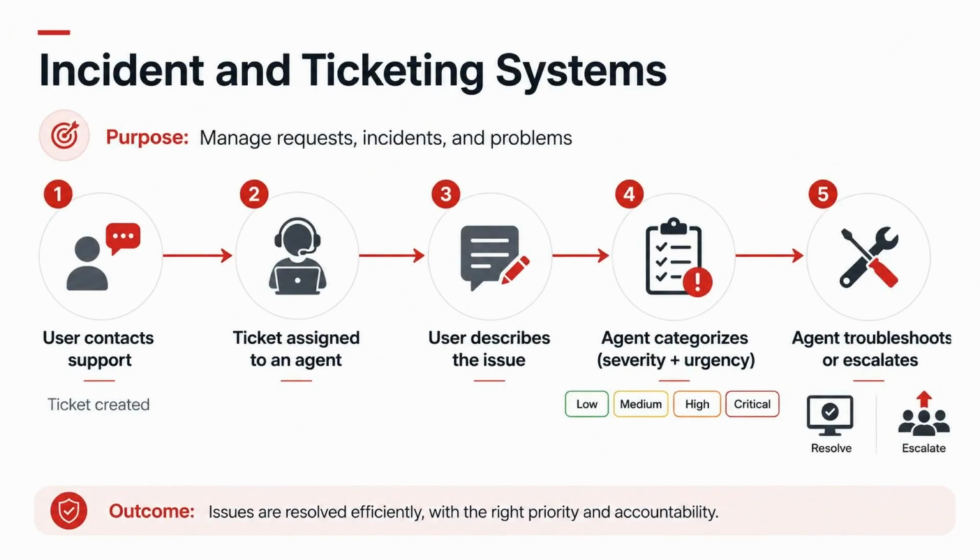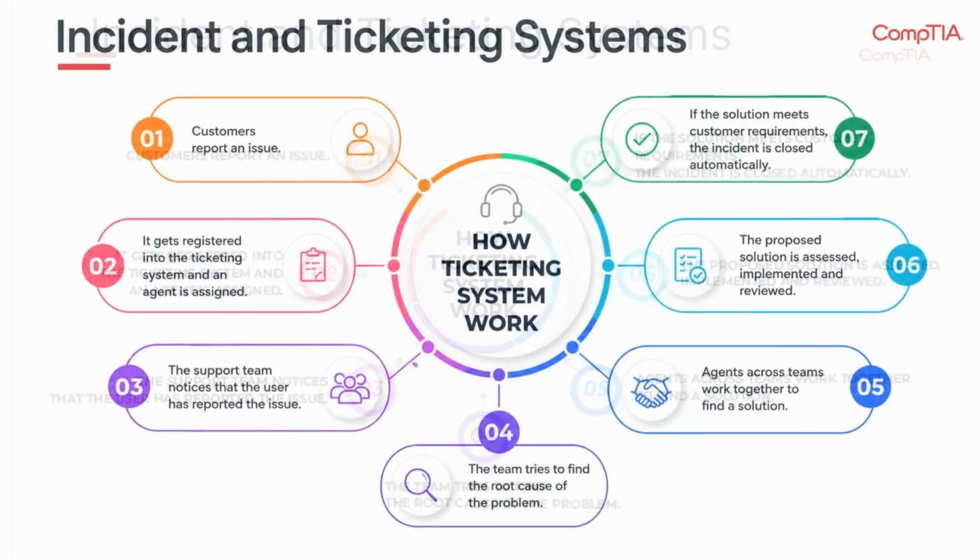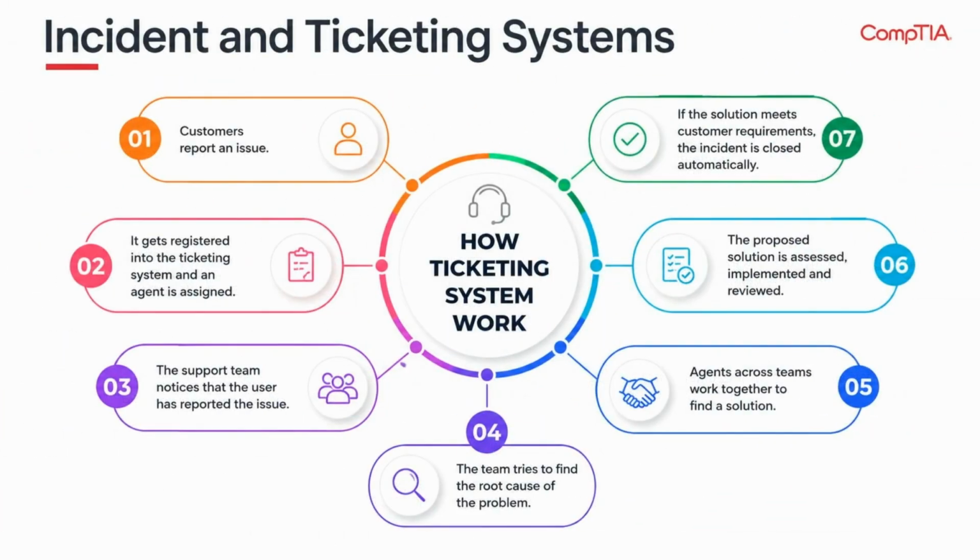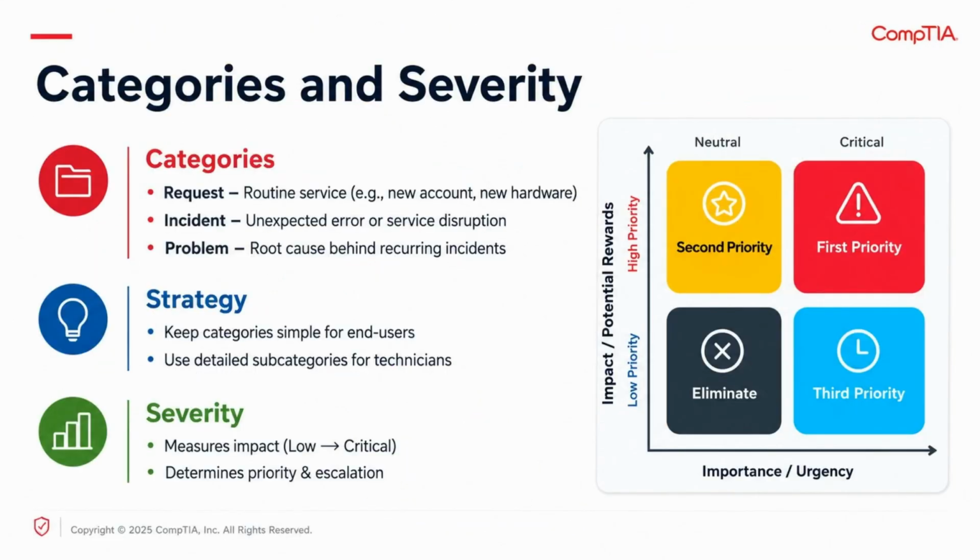The life cycle of an incident in a ticketing system generally follows these steps: reporting, assignment, description, categorization, and finally, troubleshooting or escalation to resolve the issue. This cycle ensures that every incident is tracked from the moment a customer reports it until the solution is reviewed and confirmed to meet their requirements. Tickets are classified into 3 primary categories: requests for routine services like new hardware, incidents involving unexpected disruptions, and problems representing the root cause of recurring incidents.